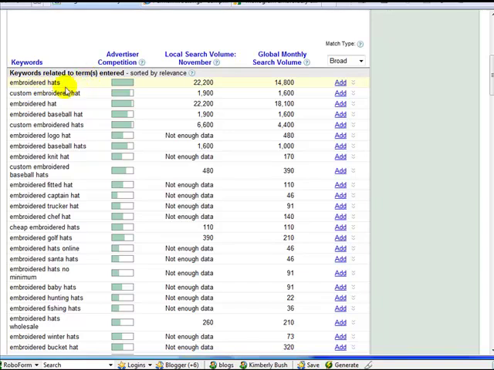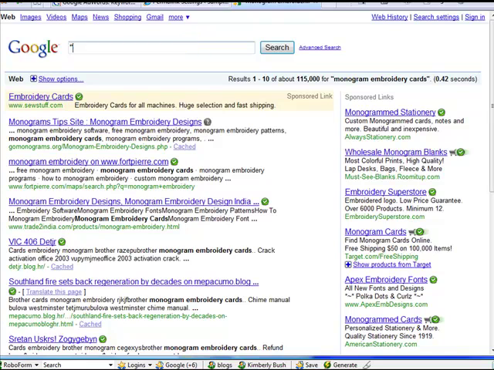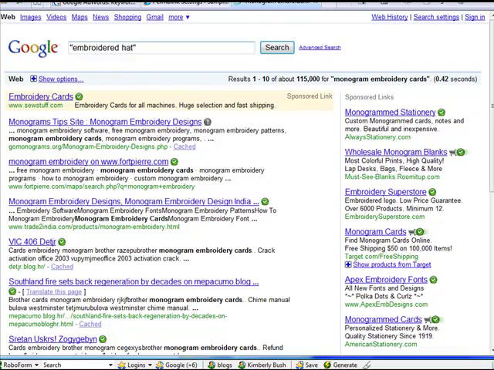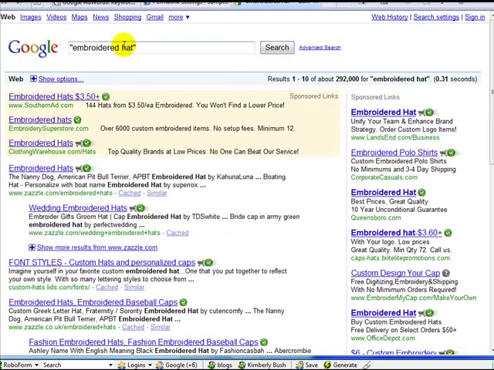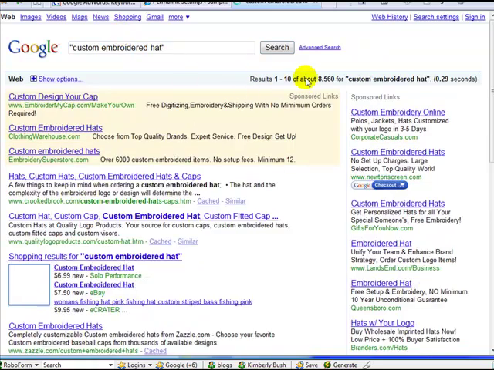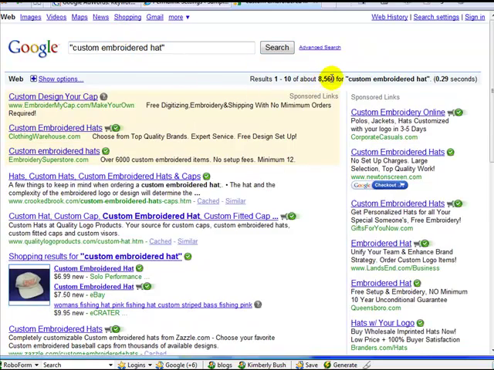Okay, so let's look at custom embroidered hat. Okay? First, embroidered hat. I bet is going to be pretty crazy. Okay, almost 300,000. But if I add custom to that, custom embroidered hat, it falls to 8,560. That is awesome. That is fantastic. That is a very low number. That tells me that to rank for custom embroidered hat should be a heck of a lot easier than ranking for just custom or embroidered hat.